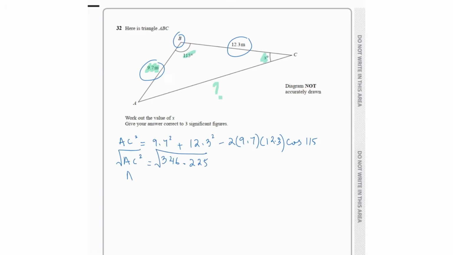Always remember to take the square root. If you don't take the square root, you will not get the right answer. A lot of kids make this mistake that they don't take the square root. So that's going to give us 18.61 meters. Now that we have this length, we can use the sine rule to figure out the value of x. So we have one complete pair now. So 18.61 divided by sine of 115 equals 9.7 divided by sine of angle x.